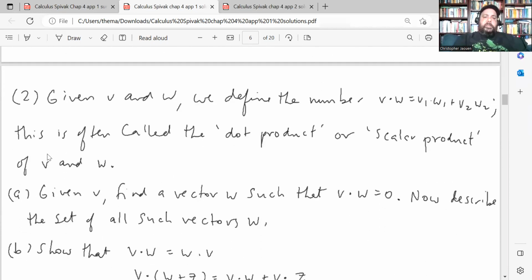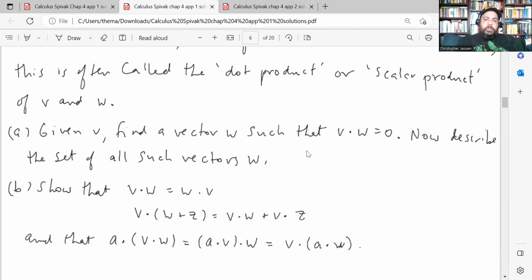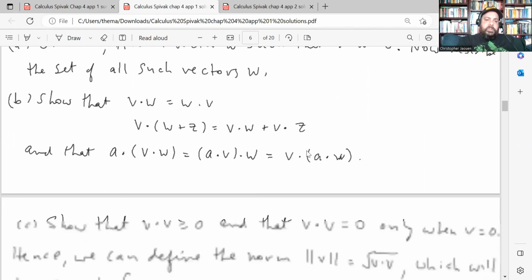Question 2, given V and W, we define the number V dot W equals V1 W1 plus V2 W2. This is often called the dot product or scalar product of V and W. We've already talked about this in Schifrin. There's a bunch of parts here. Part A says, given V, find a vector W such that V dot W equals 0 and describe the set of all such vectors. So let's do that first.